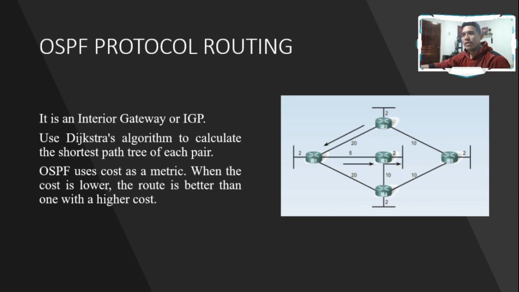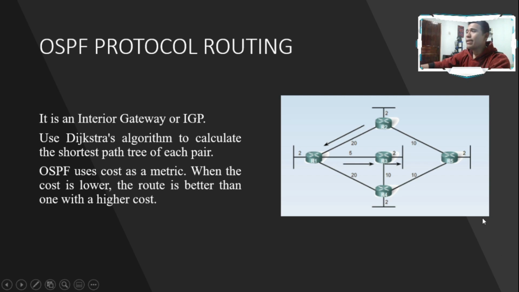OSPF protocol routing. It is an interior gateway protocol, or IGP. This protocol uses the Dijkstra algorithm to calculate the shortest path tree of each pair. OSPF uses cost as a metric. When the cost is lower, the route is better than one with a higher cost.